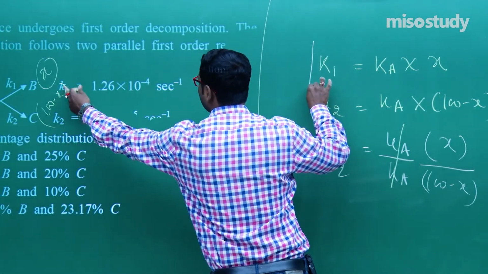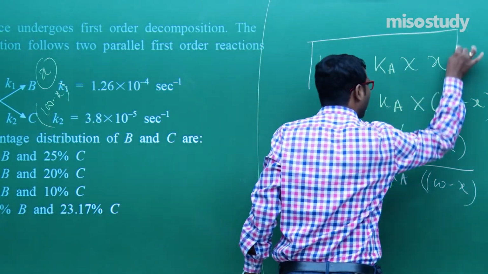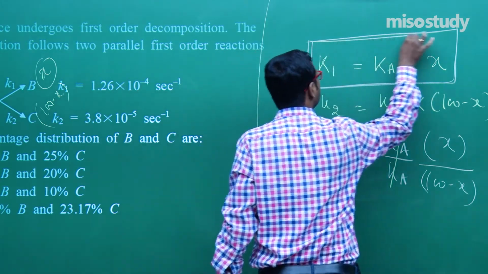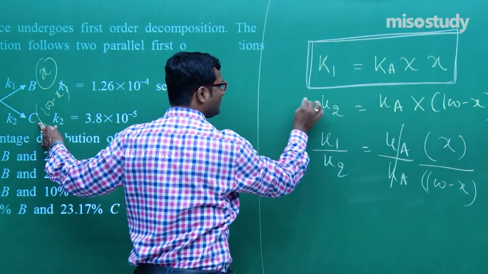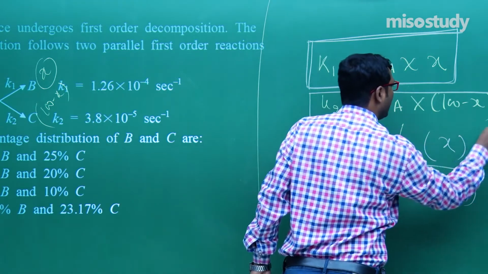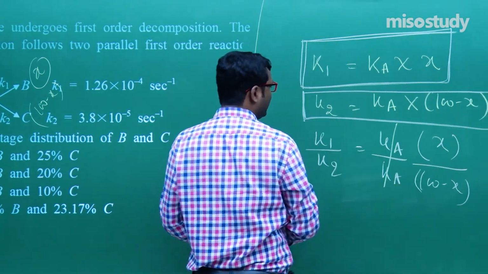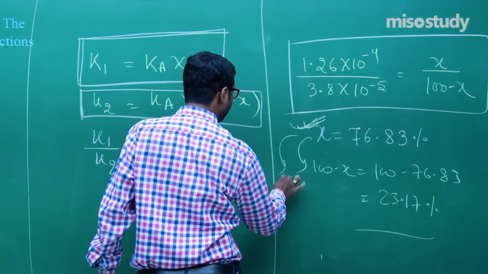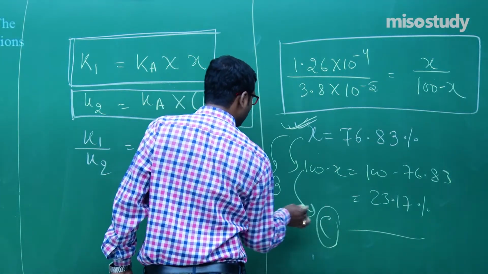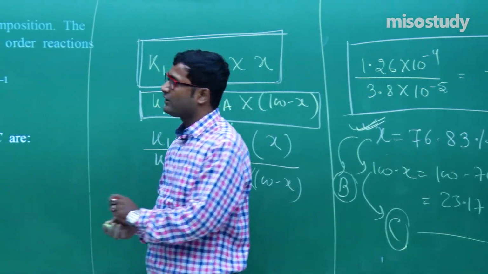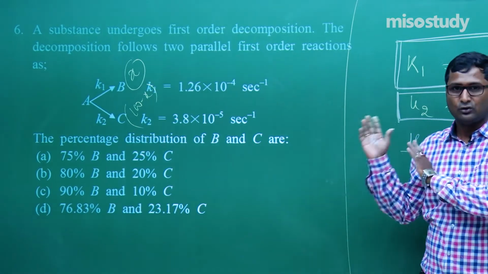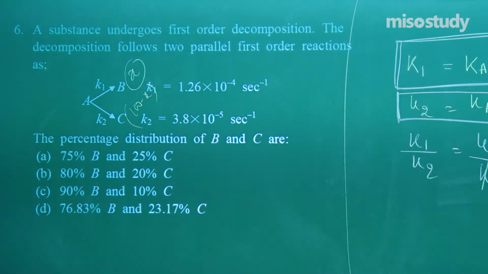K1 for B is equal to Ka multiplied by X, where X is the percentage yield, and for C, K2 is equal to Ka into 100 minus X. Now K1 divided by K2, put the expression, you will get the percentage of B, and this one is the percentage of C. Clear to you? This is one of the most important questions. Check it out. I am giving you a few seconds to note it down. I think, friend, you have noted it down. So let's move to the next one.